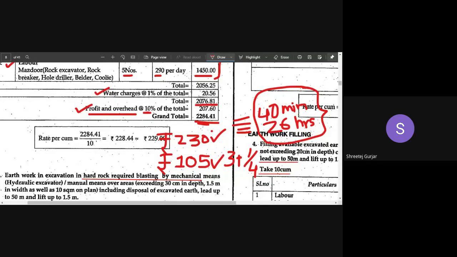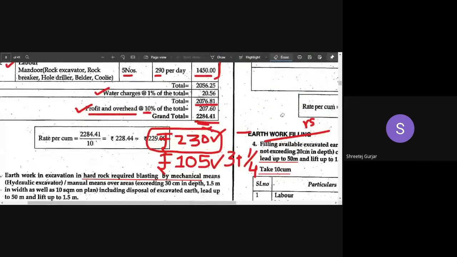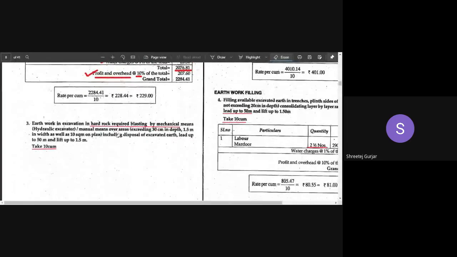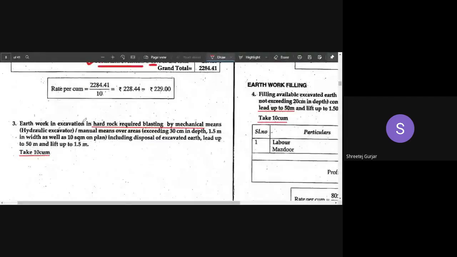So a large time difference is there. Hence, the machine will cost you more, but that work will be done in very less time. Manual labor will cost you half, but it will require a very large time. So that is the difference between using a machine and using manual labor for the same work. Okay, so is this clear why the rate is more for machine work and why it is less for manual labor?